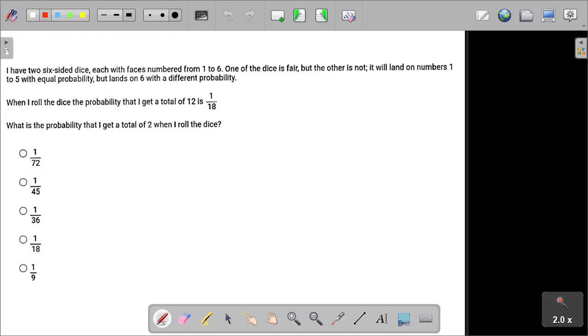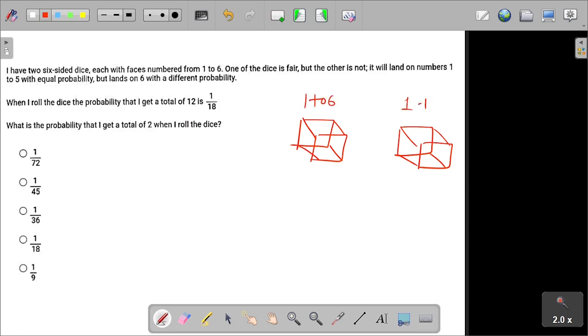This question says I have two six-sided dice. So let us draw two six-sided dice, each face numbered from 1 to 6. Each dice has 6 surfaces and each surface has a number from 1 to 6.